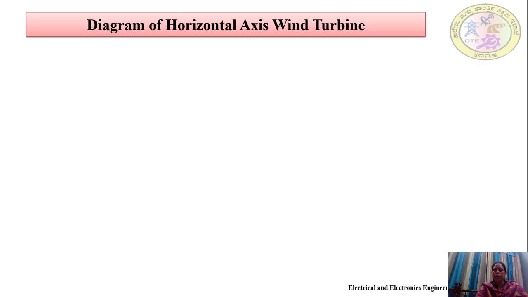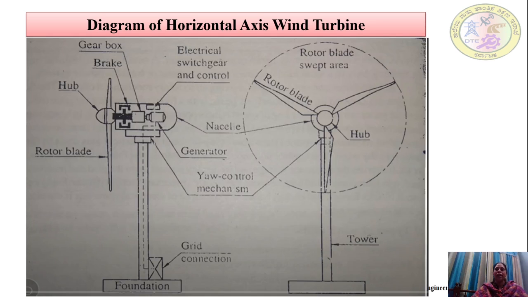Let's see the diagram of a horizontal axis wind turbine. You can see the important parts over here, and this is the sketch used for your examination. You have to practice this sketch for the horizontal axis wind turbine. I will explain the important components of this horizontal axis wind turbine.